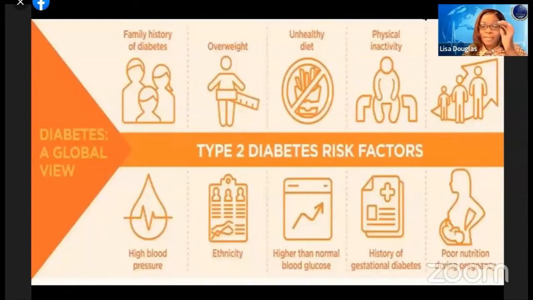These are your risk factors when you have type 2 diabetes. Again, I went through some of them, but just to make it a little clearer, this includes also poor nutrition during pregnancy.